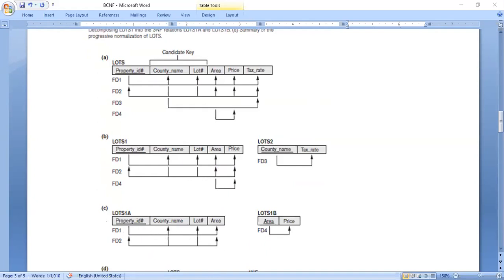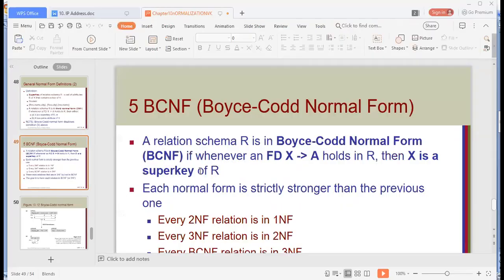Now what is BCNF? BCNF is a stricter form of third normal form. So let me take it to the next normal form here. For this, I'll take you to my PPT again. So we have to understand that BCNF follows the rule.